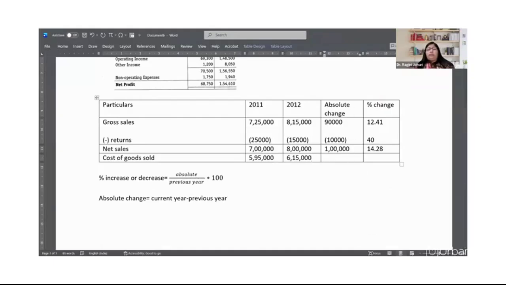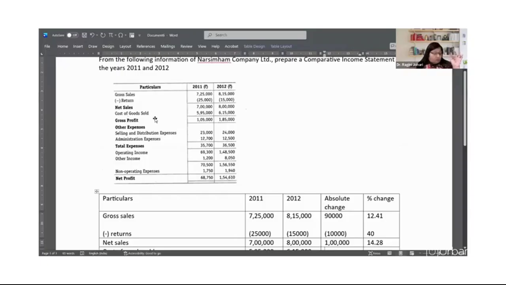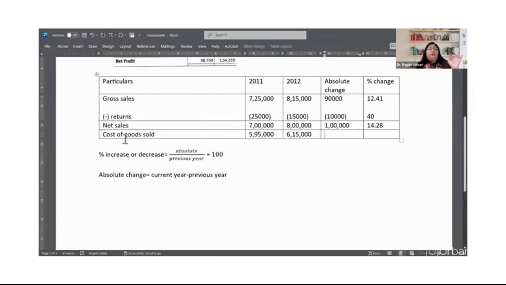Okay. How much is the absolute change? As you can see, absolute change is 20,000. Now, another thing to be understood here is the cost of goods sold, because we have to calculate net profit. So cost of goods sold, as you can see, is deducted, right? So here, of course, we write this minus cost of goods sold. That means this amount has to be deducted from the net sales. Okay. So we write it like this also.